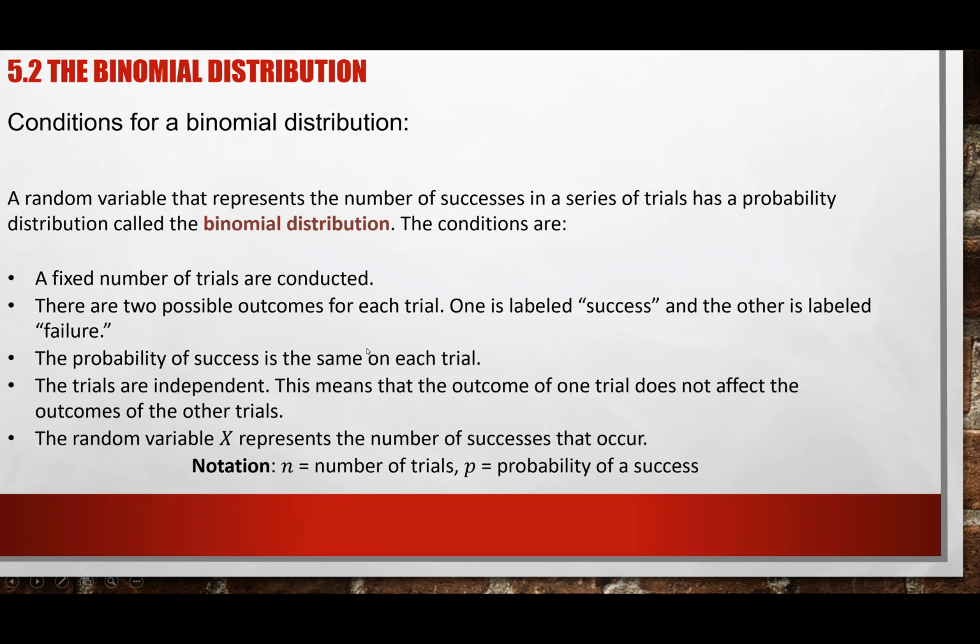And again, the probability of each trial should be the same. If you flip the coin, the first time is the same as the second time, it's the same as the third time. Every time you flip the coin, you have 50-50 of head or tail, right? And each time you flip the coin does not affect one another. So these four items have to be met in order to be considered a binomial distribution. Okay, and then the last item, X, represents the number of successes that we want to have in our trials.